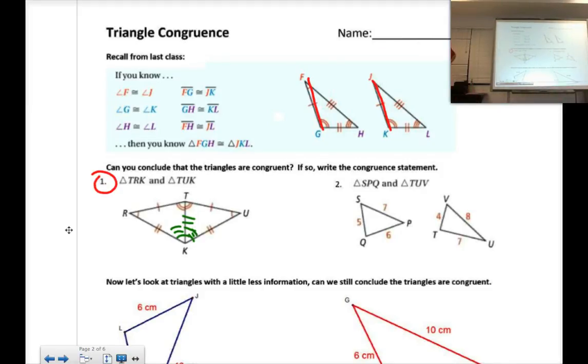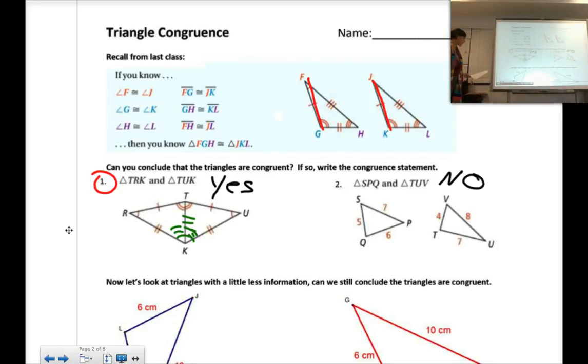How about number two? No. Why not? The lengths are different, right? Exactly. If the lengths of the sides are different, those two triangles can't be congruent, right? So this one's yes, and then this one's no.